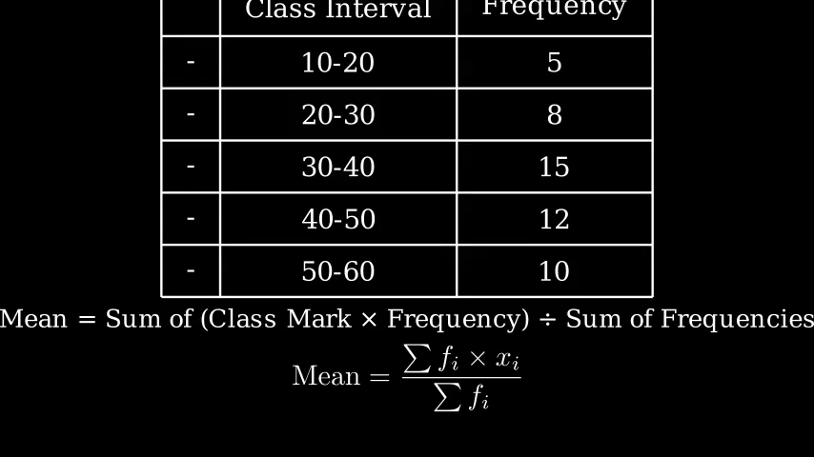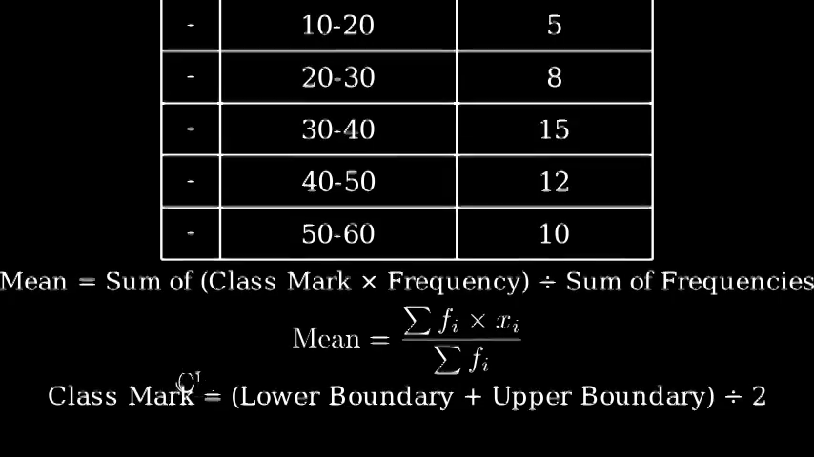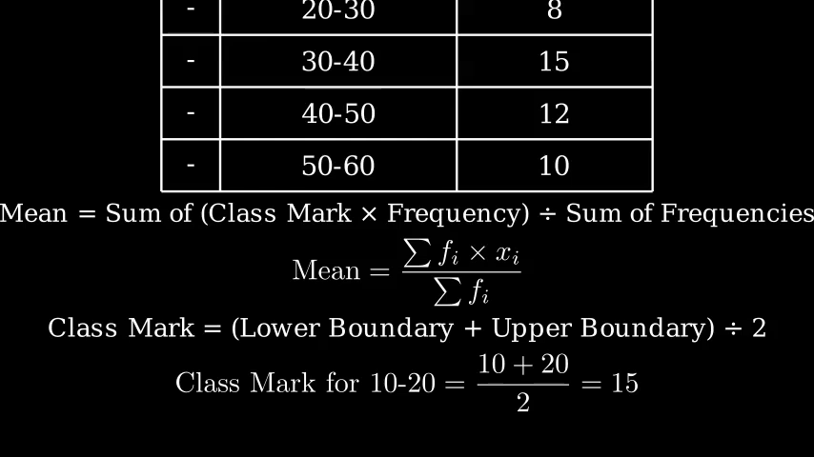First, we need to find the class mark for each interval. A class mark is the midpoint of a class interval, calculated as the average of the lower and upper boundaries of the class. For example, for the class interval 10 to 20, the class mark equals 10 plus 20 divided by 2, which equals 15.